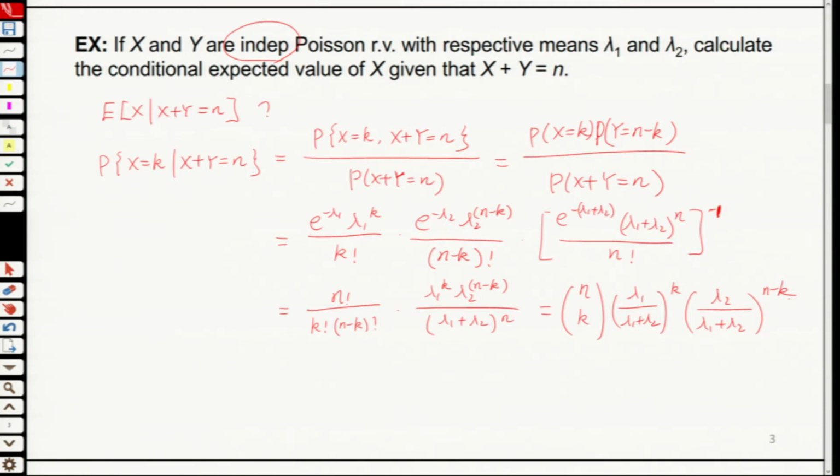So what is this? Yeah, this is binomial, right? Is it a binomial distribution? So what is a binomial? What is n? Right, n. And what is p? Okay. Since we know it's a binomial, what is a binomial expectation? np. So far we got that the expectation of X given X plus Y equals n is n times lambda 1 over lambda 1 plus lambda 2.